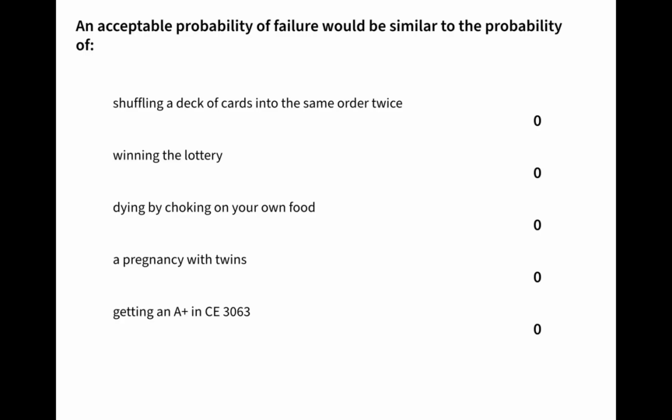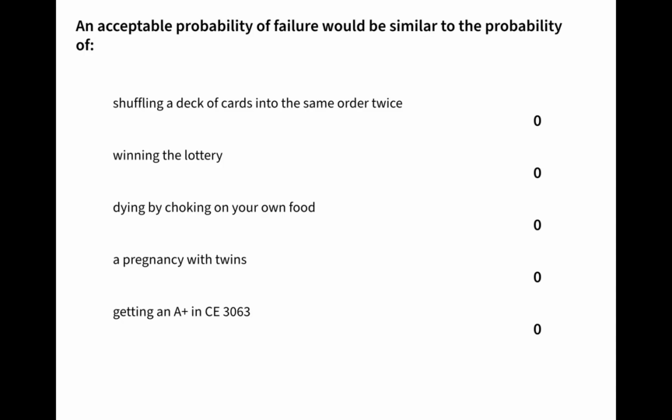Maybe we'll just do a show of hands. Is it acceptable that people will die from a column buckling in terms of comparing that to probability of shuffling a deck of cards? How many think that the probability of shuffling a deck of cards into the same order twice is an acceptable probability that someone will die in a structure? Okay, we'll talk about what that means in a minute. How many of you think that it's the same as winning the lottery?